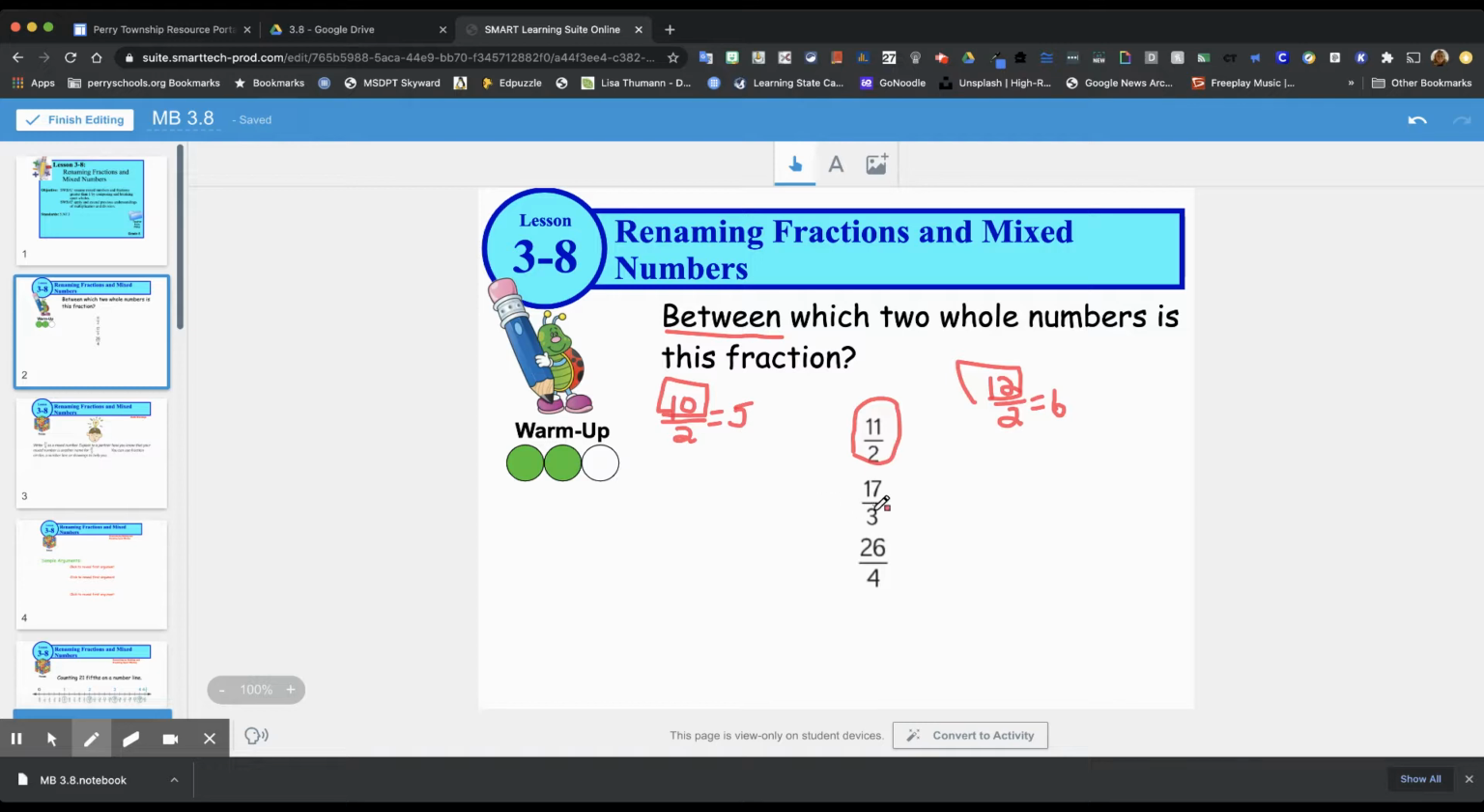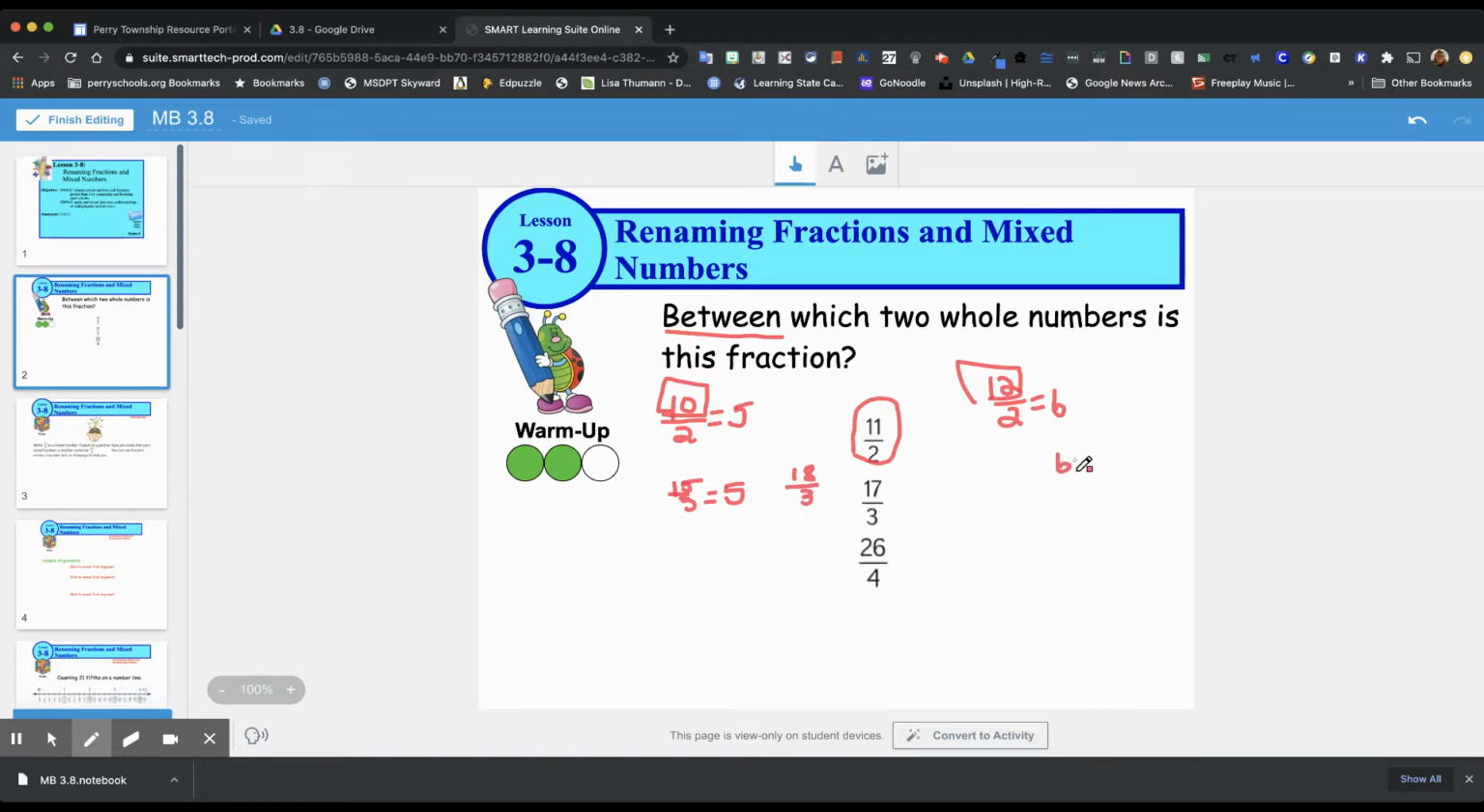Taking that same thinking, let's do 17 thirds. Between what two whole numbers would 17 thirds be on a number line? Think about what you know. Okay. Well, I know that 15 divided by 3 equals 5. Can we do 16 divided by 3? Can we do 17? Can we do 18? 18 divided by 3?